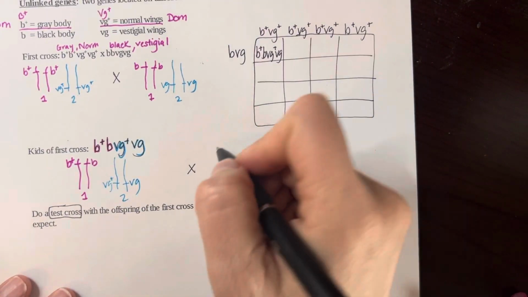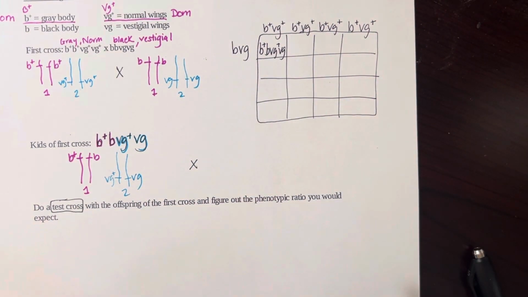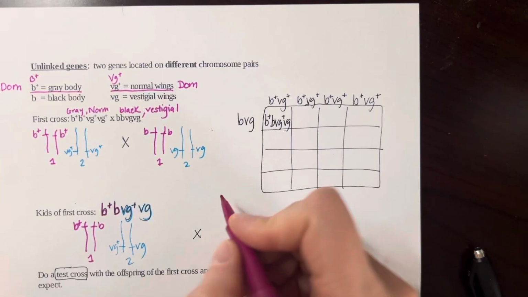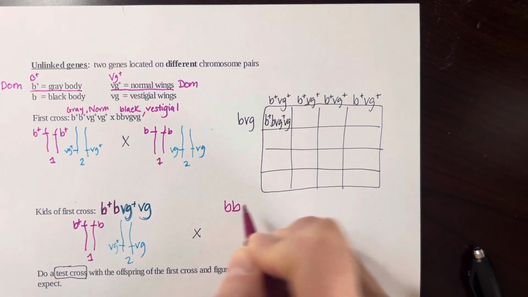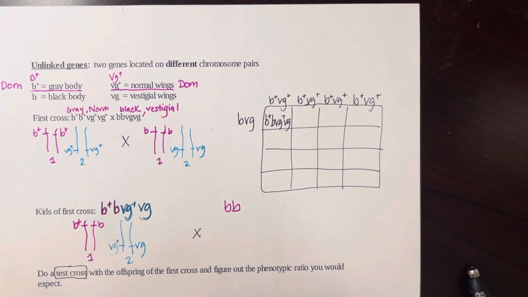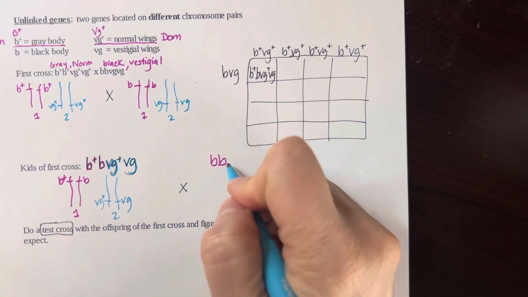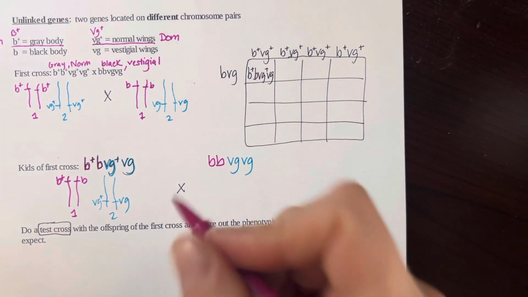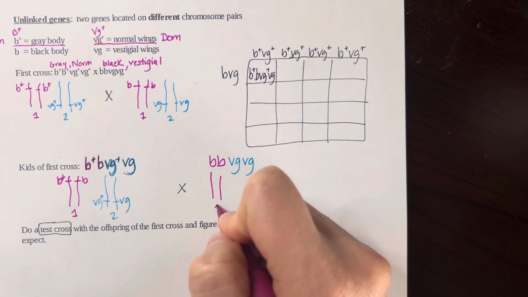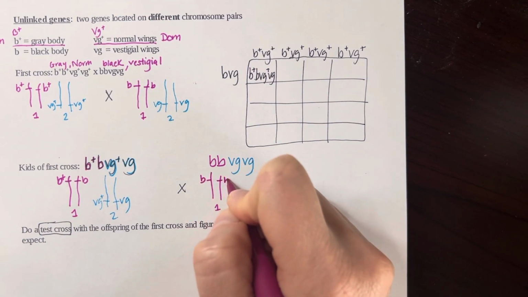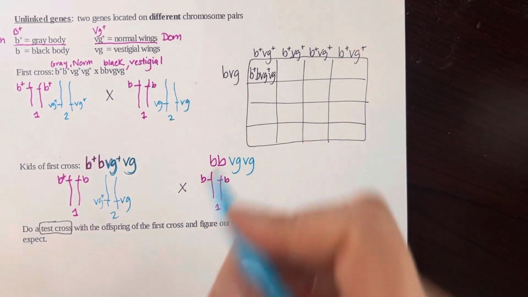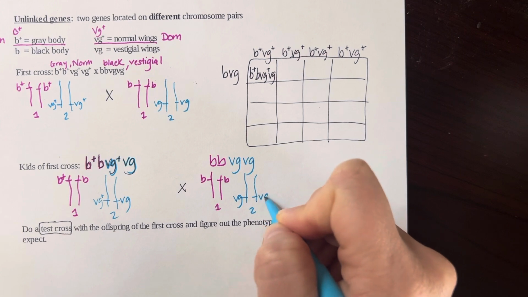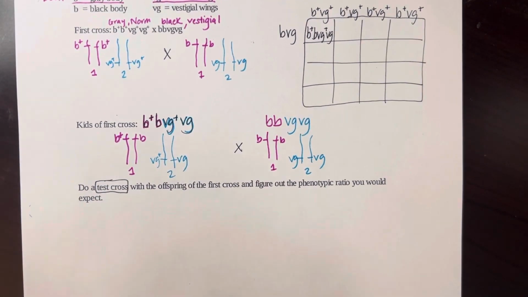So the cross is going to be crossing it with all recessives. Recessive is the black body and the vestigial wing. So we're going to cross it with a little b, and their VG genes are going to be VG, all recessive. So what are their chromosomes going to look like? They also have a chromosome pair number 1, with a little b on those. And they're going to have a chromosome pair number 2, with a VG on each. Okay, so this is our cross.